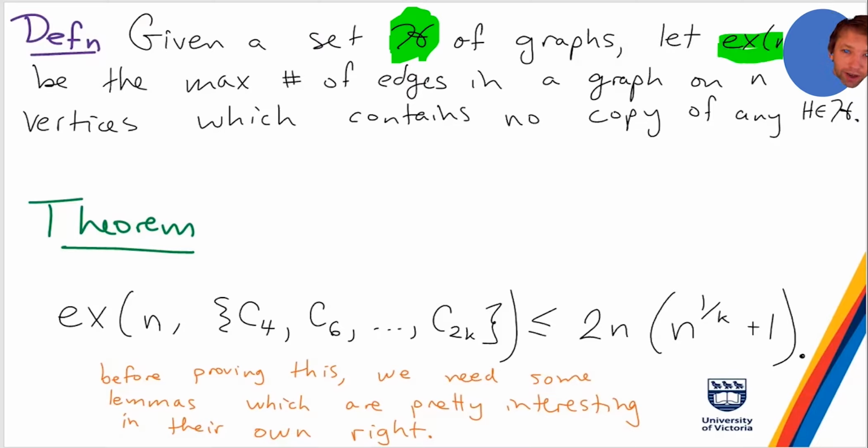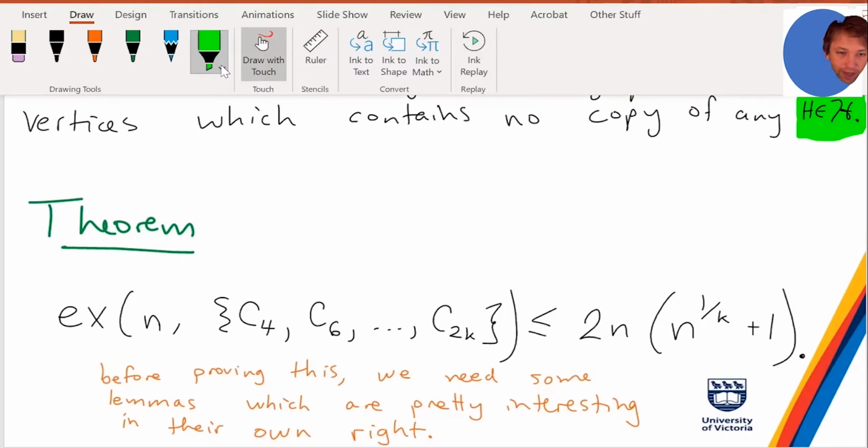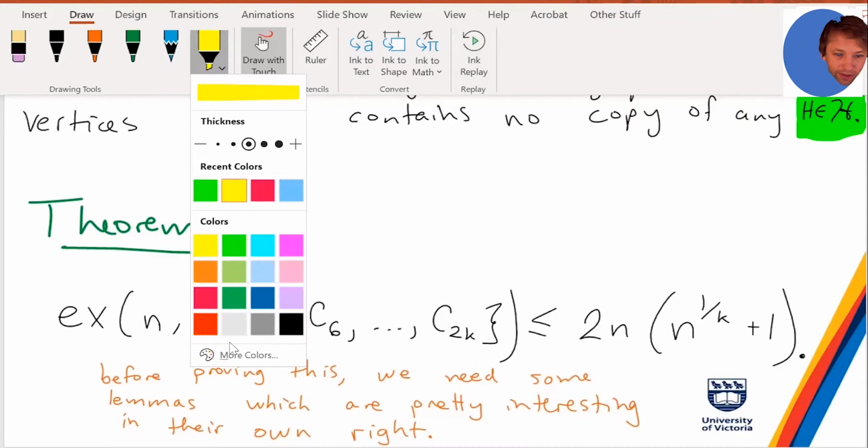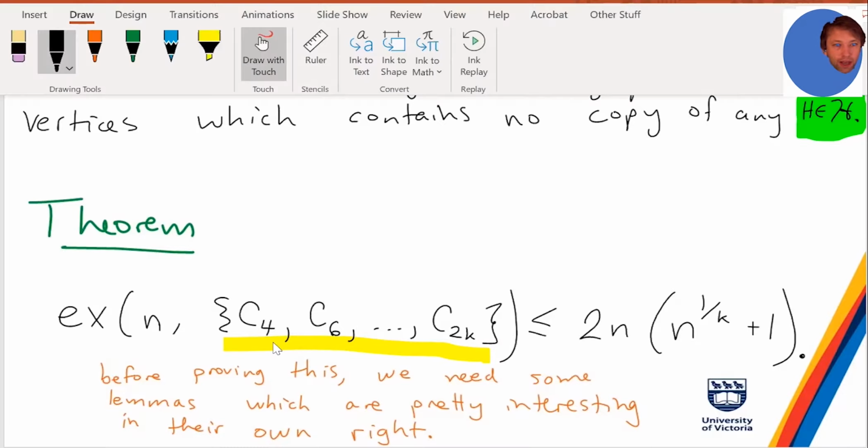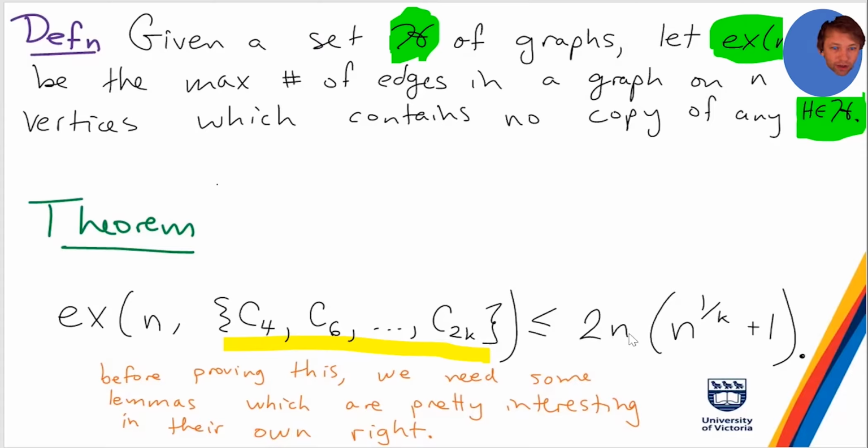So we can similarly define the extremal number of curly H to be the maximum number of edges in a graph on n vertices which forbids all of the graphs in H, so it has no copy of any H in H. What we're going to look at is what happens if I forbid all of the even cycles of length 4, 6, 8, 10, etc. up to 2k. And what we're going to prove is that the extremal number of this is at most 2n times n to the 1 over k. So in particular, it's big O of n to the 1 plus 1 over k. Okay. Is it clear what's going on?